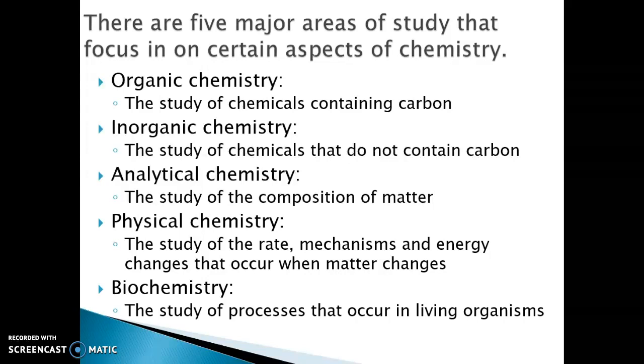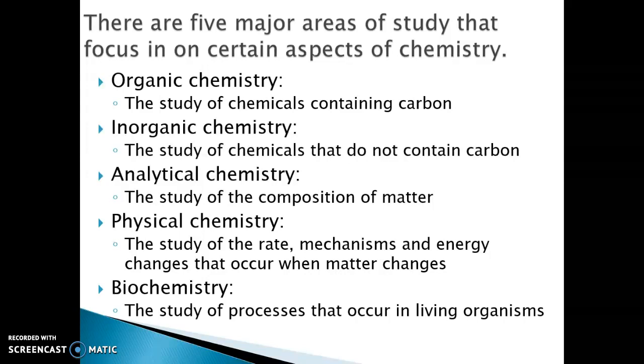The third type of chemistry is called analytical chemistry. Analytical chemistry is the study of the composition of matter. So if we take an object, we're trying to figure out the composition of that substance. So what's in there, what chemicals are in there, what elements are in there.